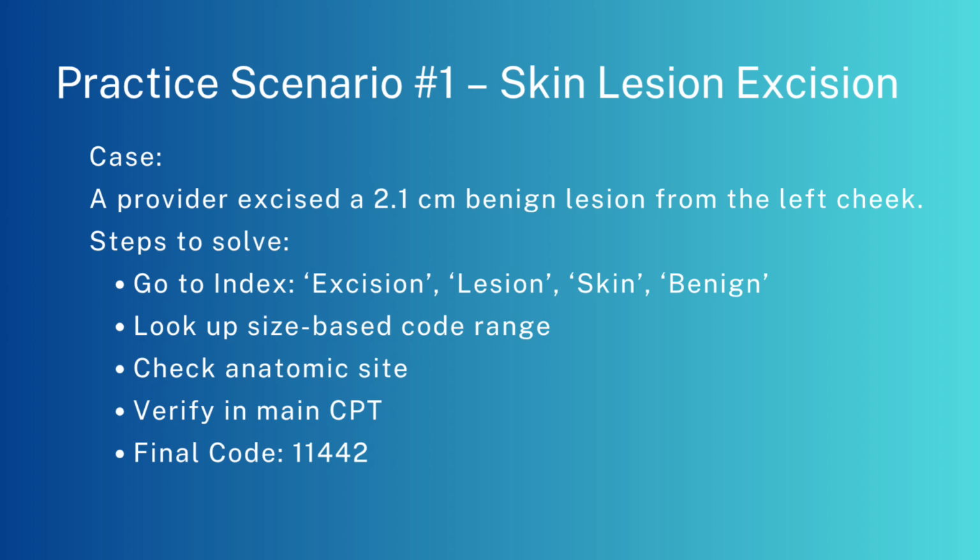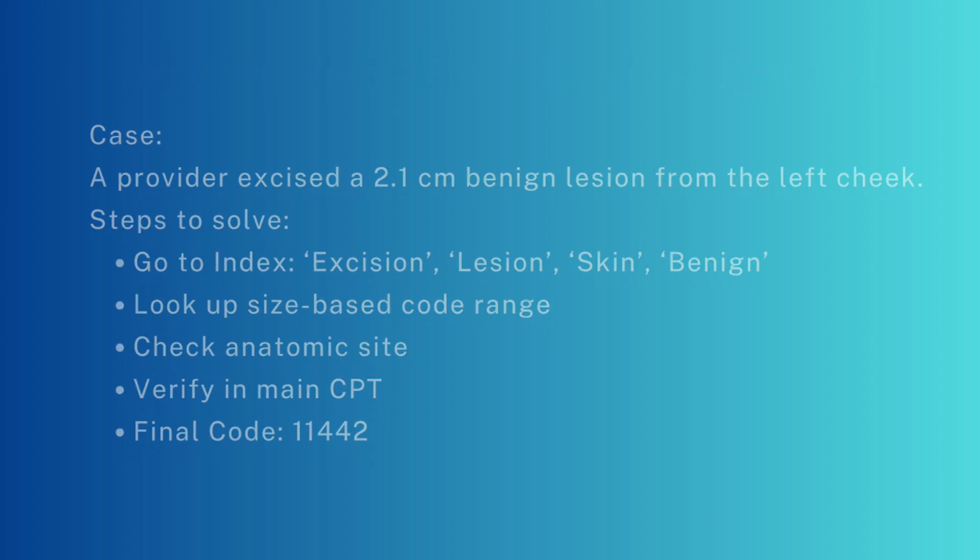Scenario 1. A provider excises a 2.1 cm benign lesion from the left cheek. Head to the index and look under excision, arrow, lesion, arrow, skin, arrow, benign. Locate the size-based codes and flip to the integumentary section. You'll find 11442, excision, benign lesion, face, 1.1 to 2.0 centimeters.